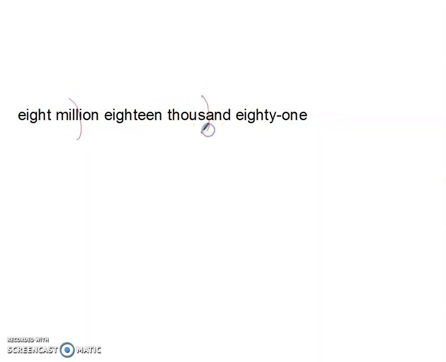Million and 1,000 big bloody commas. 8 million. 18 is a 3-digit chunk, would be 018. So my 1,000, 81 is a 3-digit chunk, would be 081. Let's check it. 8,018,081.